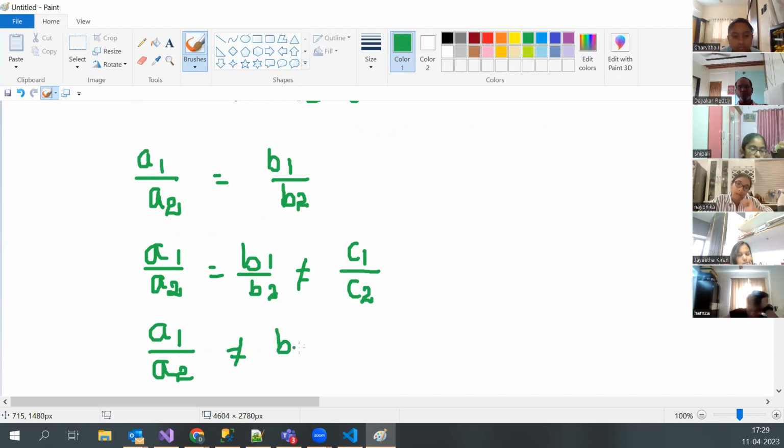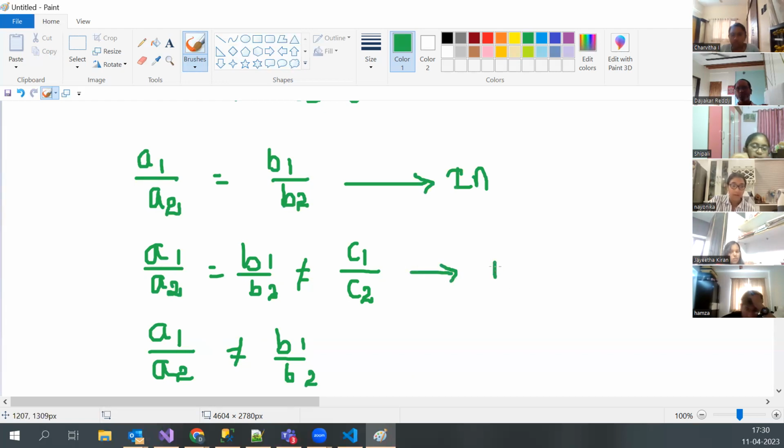Just by seeing these ratios, we can tell whether it has a unique solution, many solutions, or the lines do not coincide. If A1 by A2 equals B1 by B2 equals C1 by C2, it will have infinite solutions, many solutions. But if A1 by A2 is equal to B1 by B2, which is not equal to C1 by C2, then it has no solution. If A1 by A2 is not equal to B1 by B2, it will have a unique solution, only one solution.